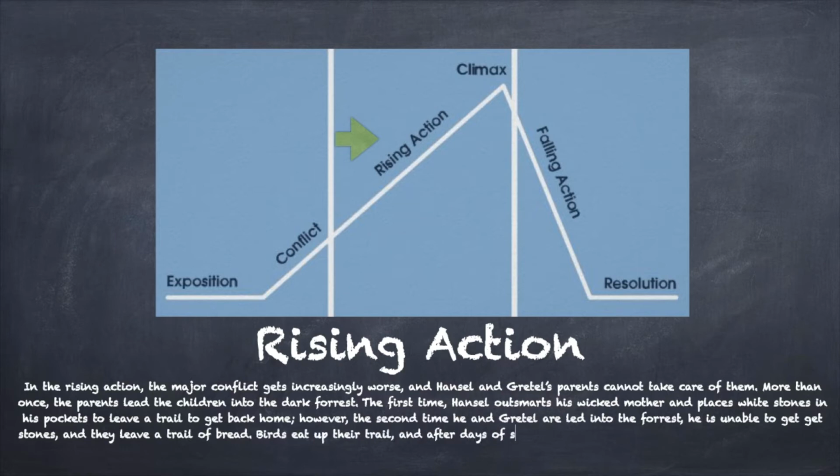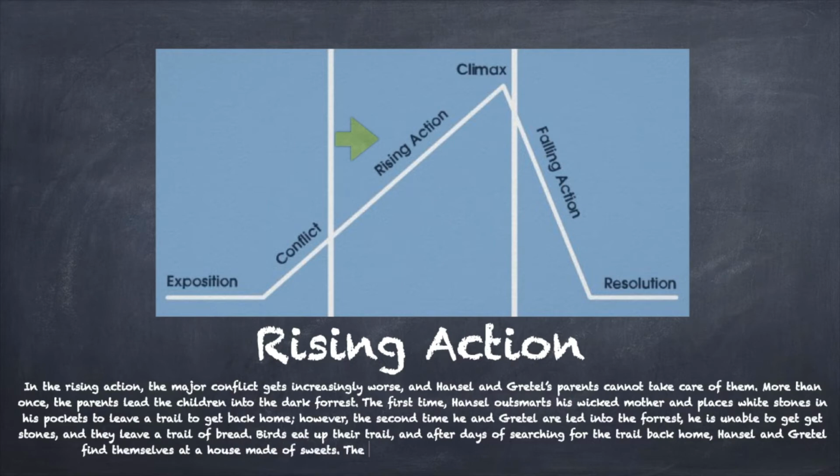They're actually traveling through the forest for 3 days until they stumble upon a house that's made of treats, which is yay, our good luck. But it's not really their good luck, because the house actually belongs to a witch who eats children.